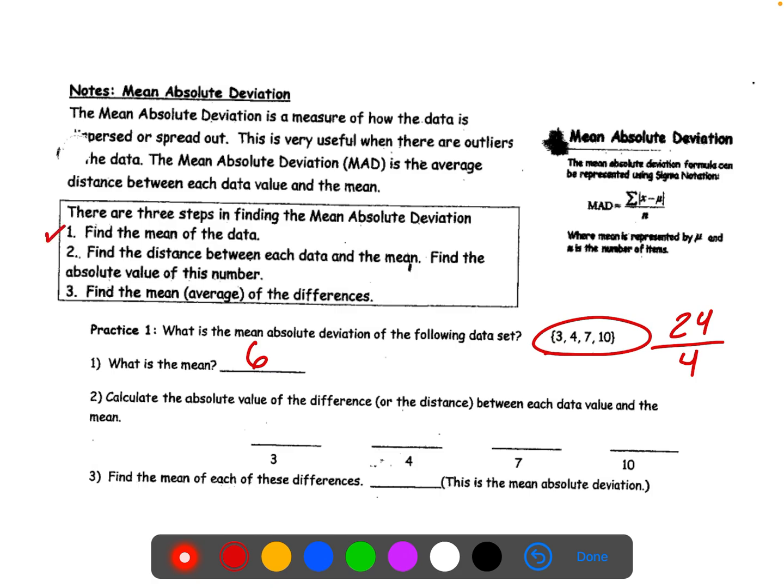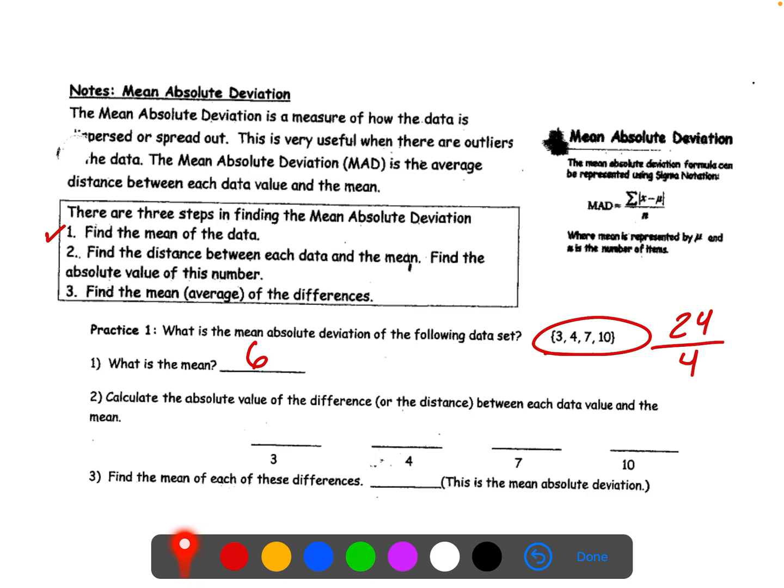We found the mean, we found the average of all this information. Now we're going to find the distance from each data point to the mean, and it's going to be the absolute value. What we mean by absolute value is we're not going to talk about it being positive or negative. We're just going to talk about how far away it is from the mean. So when we look at our 4 data points, 3, 4, 7, and 10, which are written here below the lines, what we're doing is looking for the distance from the mean. So our mean is 6.